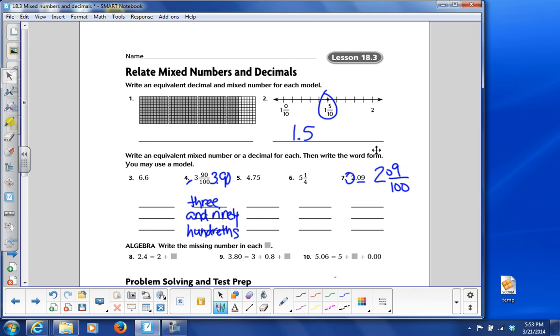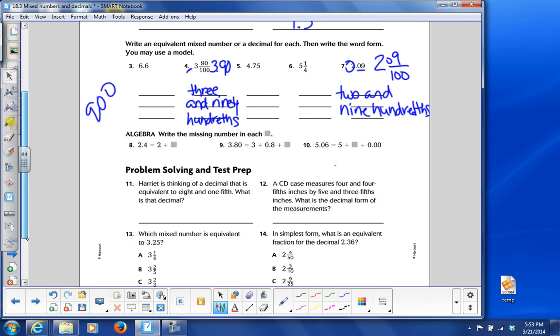And how would I write that in word form? That would look like 2 and 9 hundredths. Don't forget the THS at the end, otherwise it'll be 9 hundred, like 900. And that's not what you're trying to do.